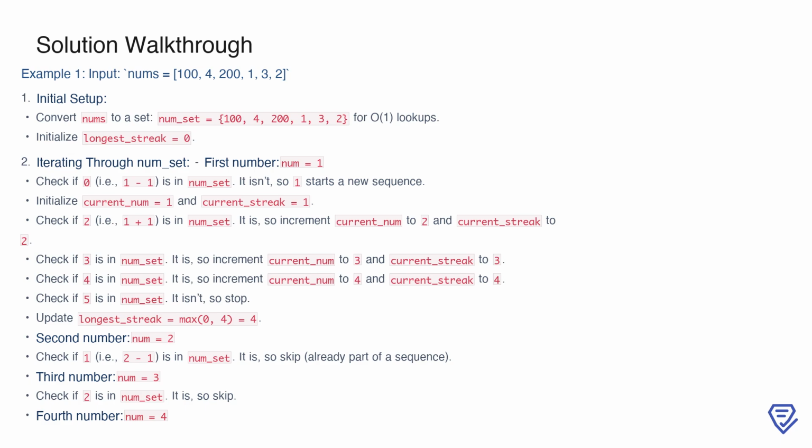For the next number, 2, we see that 1 is in the set, meaning it's already part of a sequence, so we skip it.